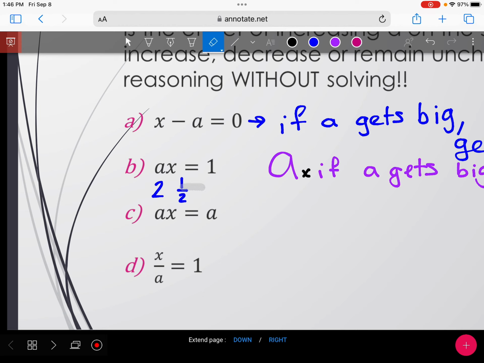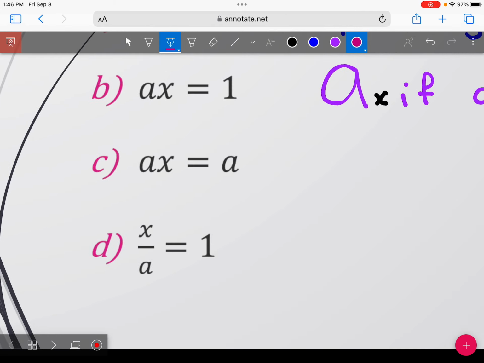So there's nothing wrong with plugging in values. It's good math. It's doing the process. We're just also trying to make it a little bit more abstract so that we can think it without having to plug in the numbers. Because if we only plug in the numbers, it's going to make some things harder. Okay? So then we're going to look at C. We've got a times x equals a. So if a gets really big, what's going to happen to x?